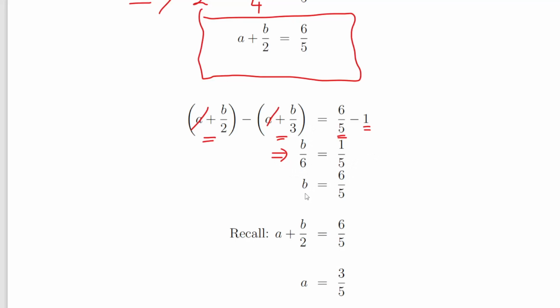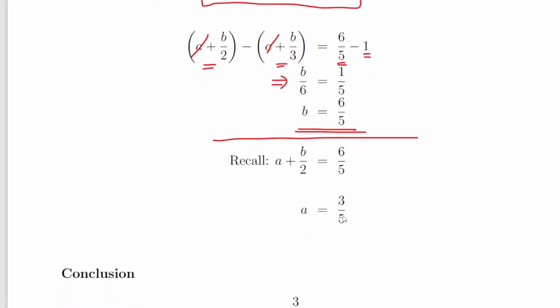That means that b is equal to 6 over 5. So just to sum up, b is equal to 6 over 5. Now previously we figured out that a plus b over 2 is equal to 6 over 5. Necessarily, that means that a is 3 over 5.